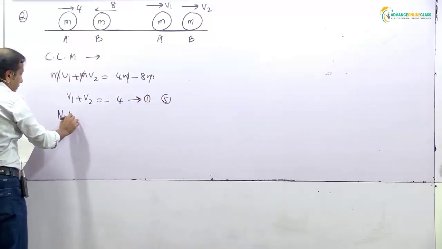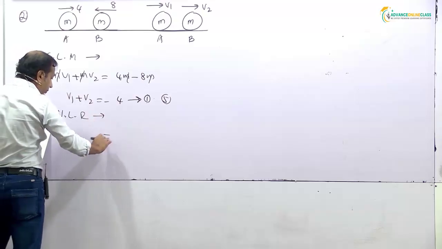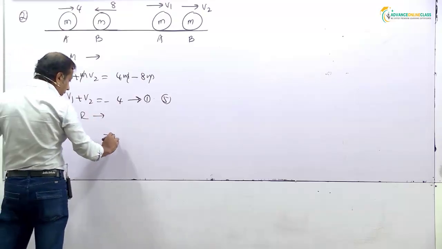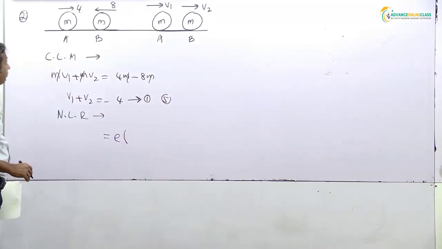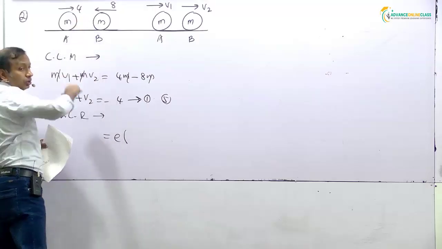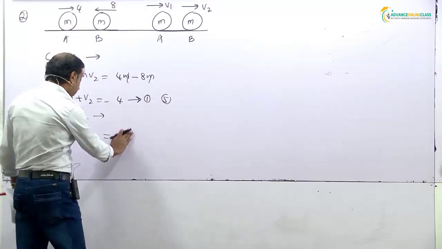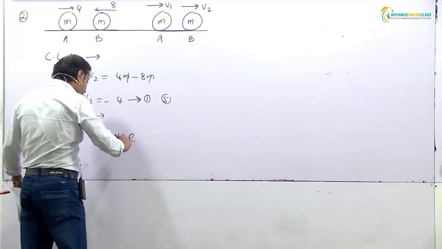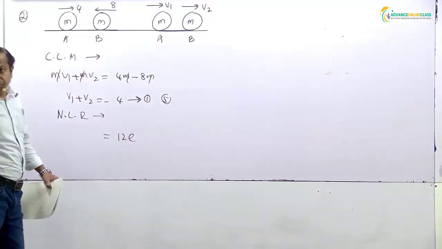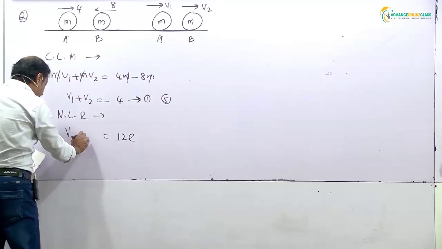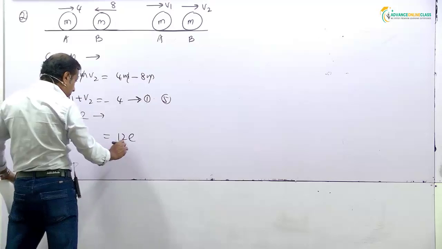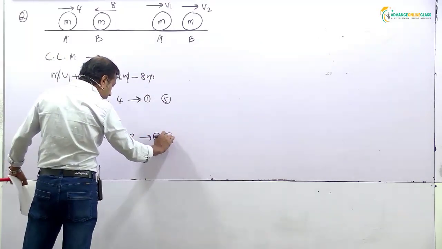We apply Newton's law of restitution this way. E times velocity of approach. What's that? Velocity of approach is 12, no? Right, 12, equals velocity of separation, V2 minus V1. Number 2, also 5 marks.